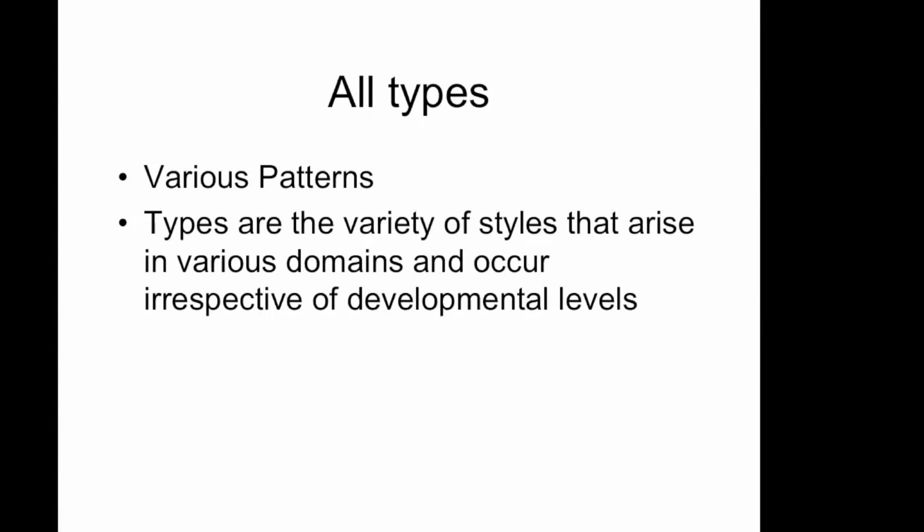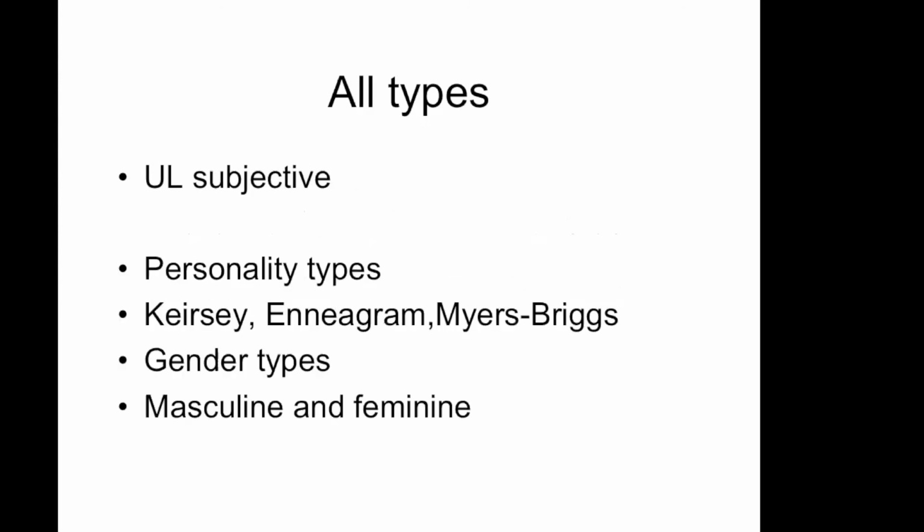So the next thing is types, and types are various patterns. They're the variety of styles that arise in various domains and occur irrespective of developmental level. So in the upper left, subjective, you got personality types like the Keirsey-Bates model, the Enneagram, Myers-Briggs model, or you have the Pearson-Marr archetype indicator, and you've got gender types like masculine and feminine.